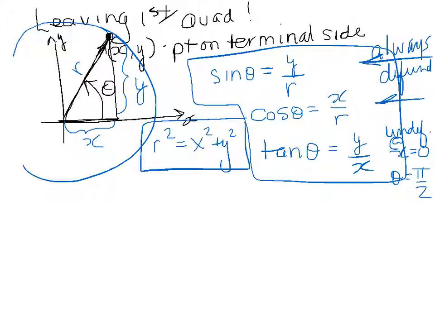Alright, so I want you to go ahead and try to find all 6 of the trig functions given a point on the terminal side, (-3, 4). So I'm giving you the x and y. You're going to need to find r first, and then find your 6 trig functions. Go ahead and give it a pause. I'll be right back.